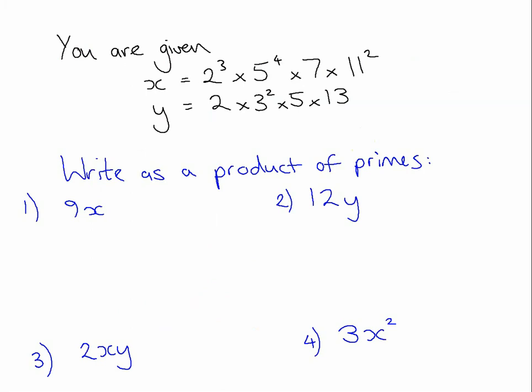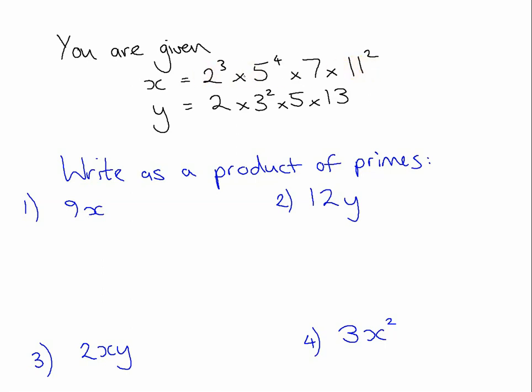Most people get these horrendously wrong. You'd be amazed what rubbish people write for these. Makes me laugh, so that's always good. Okay, write as a product of primes, but we're given x and y, so we can't normally write 9x as a product of primes because it's an x, right? But we know x is this big number here.